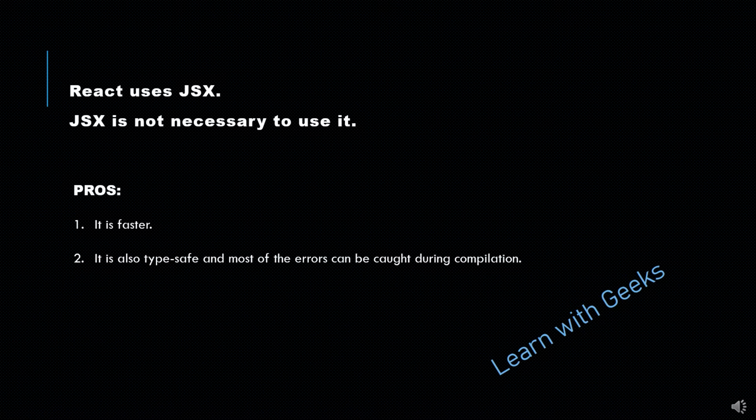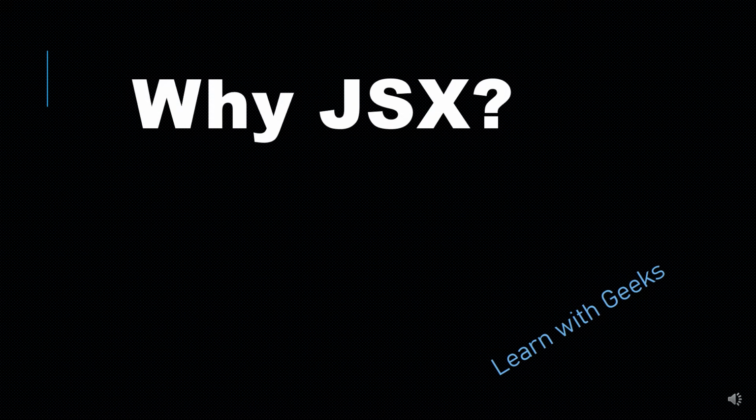What are the pros of JSX? It is faster. Why? Because it performs optimization while compiling code to JavaScript. It is also type safe, and most of the errors can be caught during compilation. Third, it makes it easier and faster to write templates if you are familiar with HTML. Why do we use JSX? JSX is easy to understand when you write your React code.